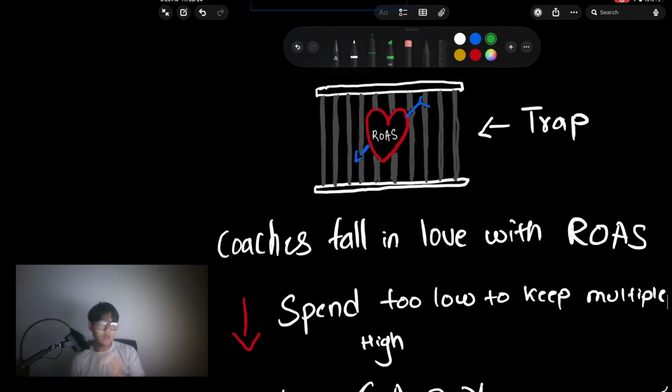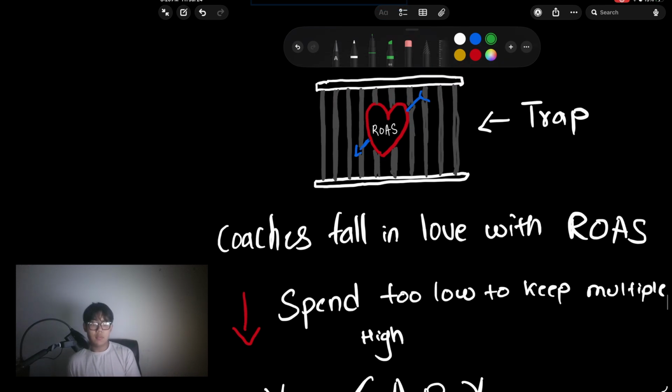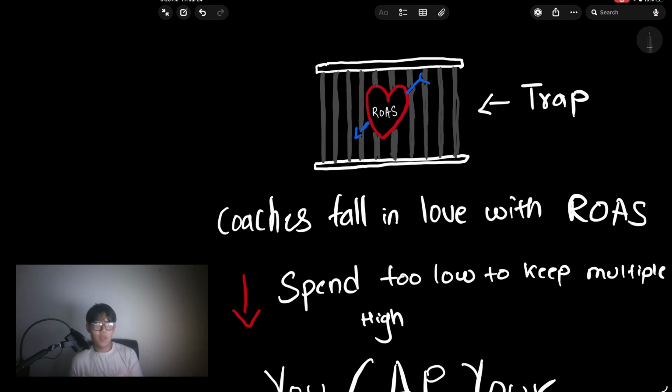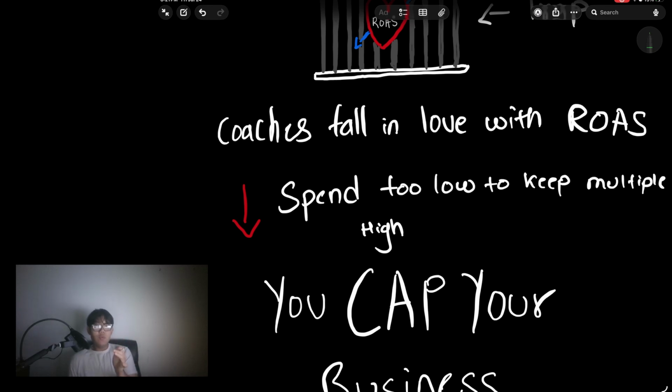So that's what I tell all my clients, or all the people who want to work with us: ROAS, it's a trap. When you fall in love with your ROAS and you try to hold it, you try to protect it, that's keeping you really far from where you want to be, from where you want to grow.